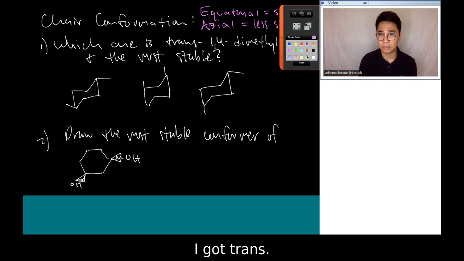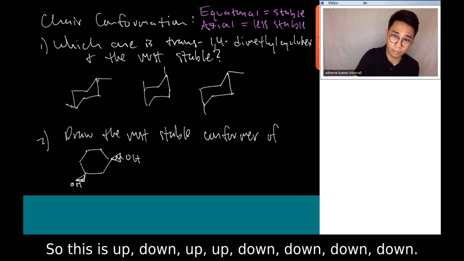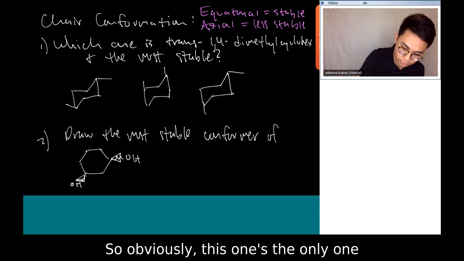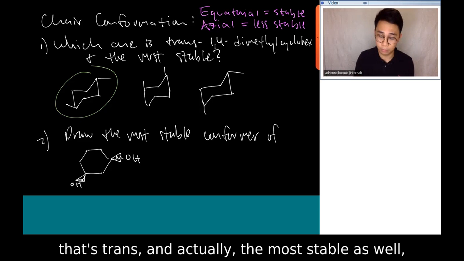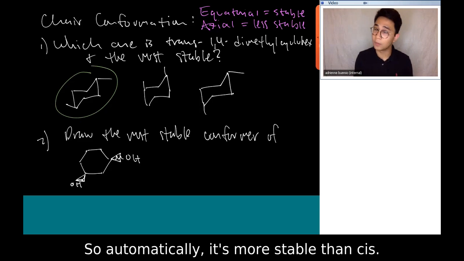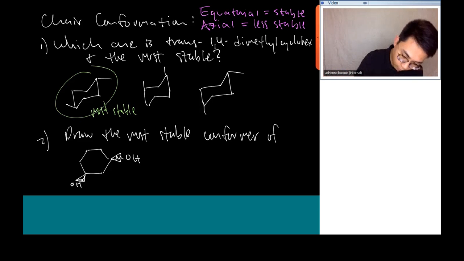I got, let's see, what does it say? Trans. So, right away we should have up and down, right? So this is up, down, up, down, down, down, down. So obviously this one's the only one that's trans, and actually the most stable as well because it's the only trans one. So automatically it's more stable than cis, right? So this is also most stable, right?